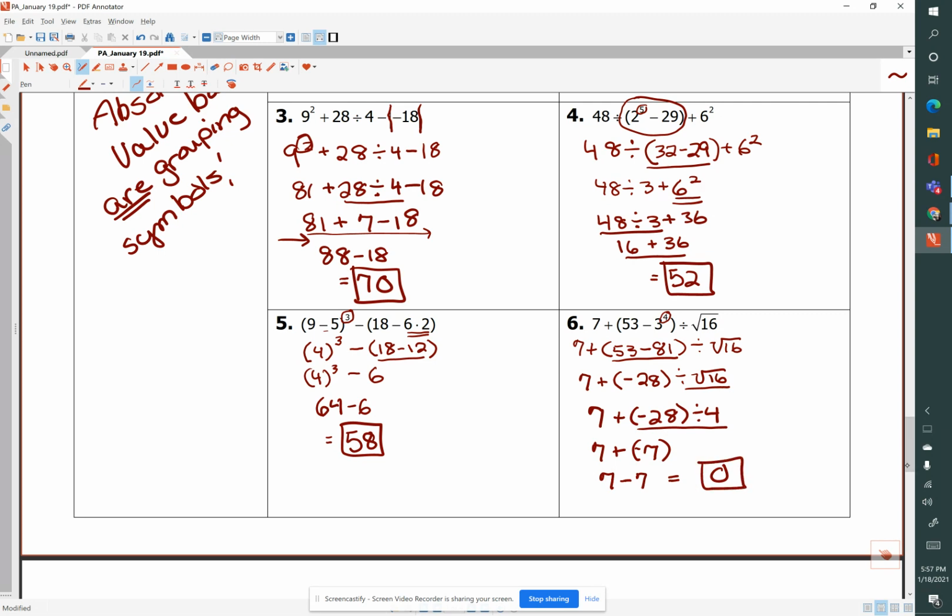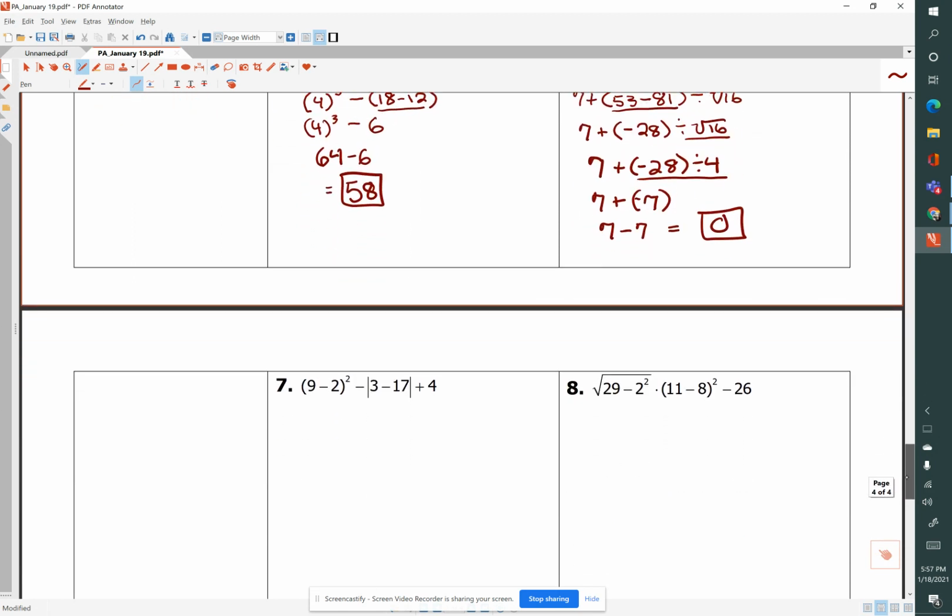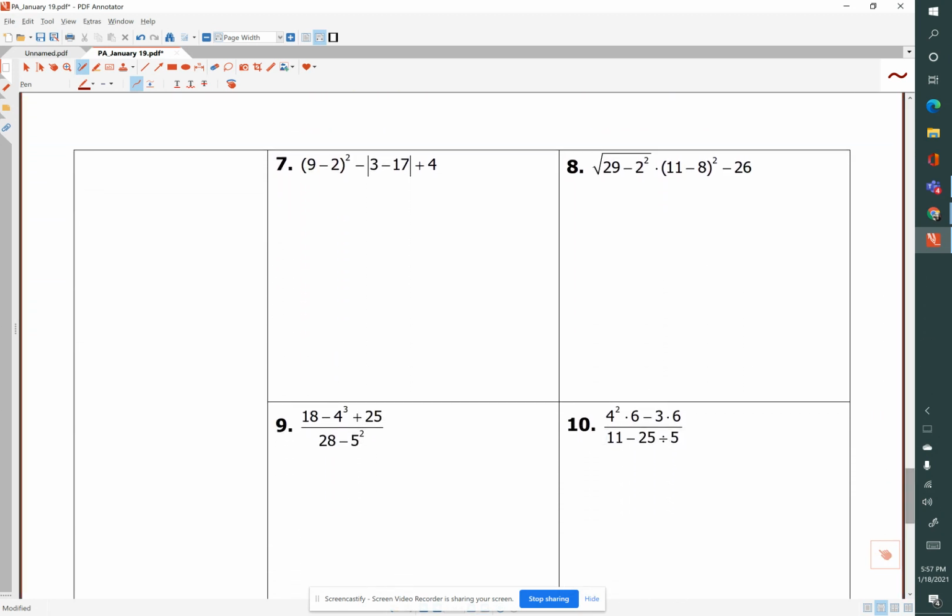All that, and we got to 0. Nothing to show for it. Well, we have all this work to show for it. Okay, let's try 7 and 8.